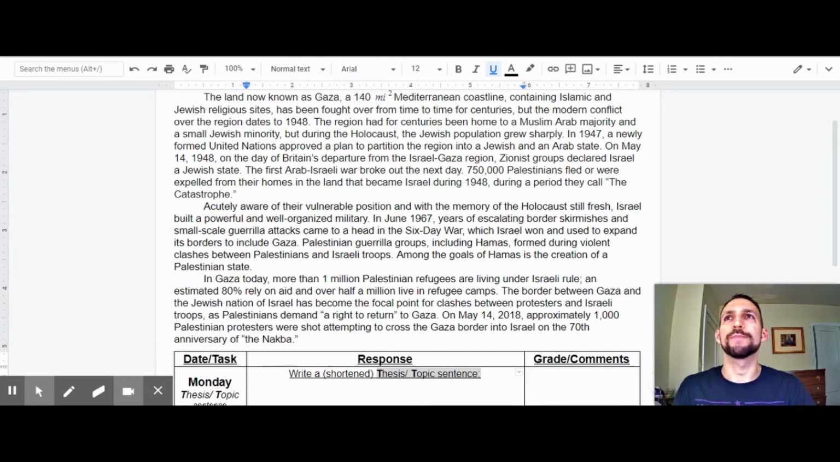So keep that in our mind, and I'm just going to read the first sentences of the other paragraphs. Acutely aware of their vulnerable position, the memory of the Holocaust still fresh, Israel built a powerful and well-organized military. Paragraph 2. In Gaza today, more than 1 million Palestinian refugees are living under Israeli rule.